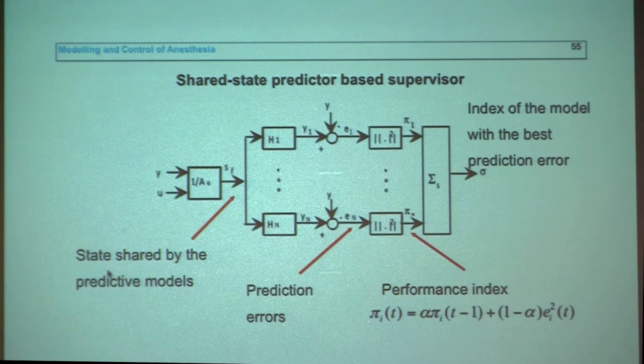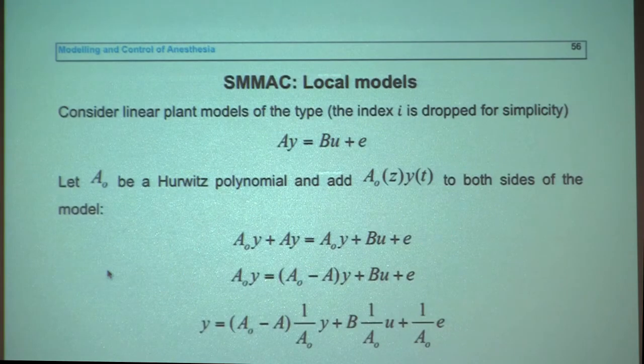Same for the others, and I compare the errors using, for instance, a low-pass filter. Actually, there is a long story about this and changes to this and so on. What I would like to call your attention to is this. Suppose that you have a linear system, so A and B are polynomials, or B over A is a transfer function, and E is some noise.